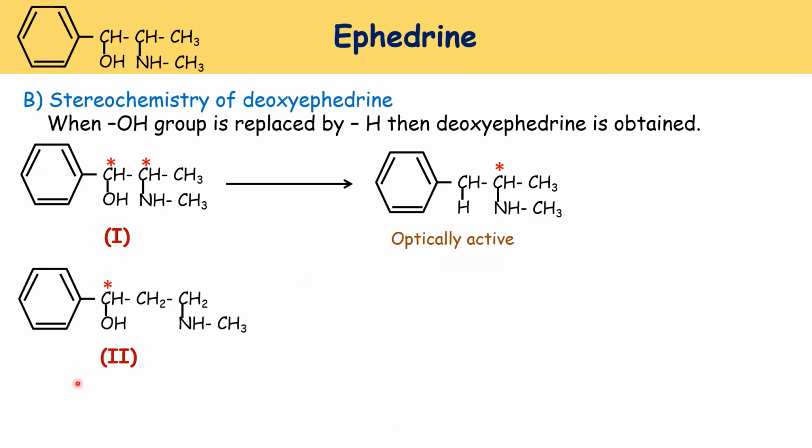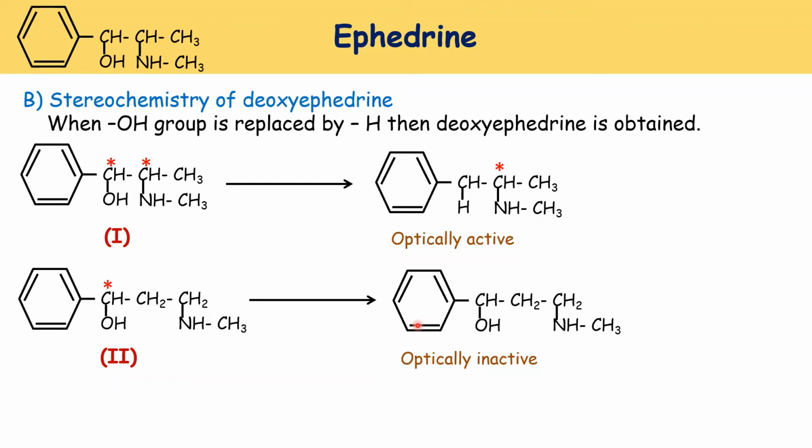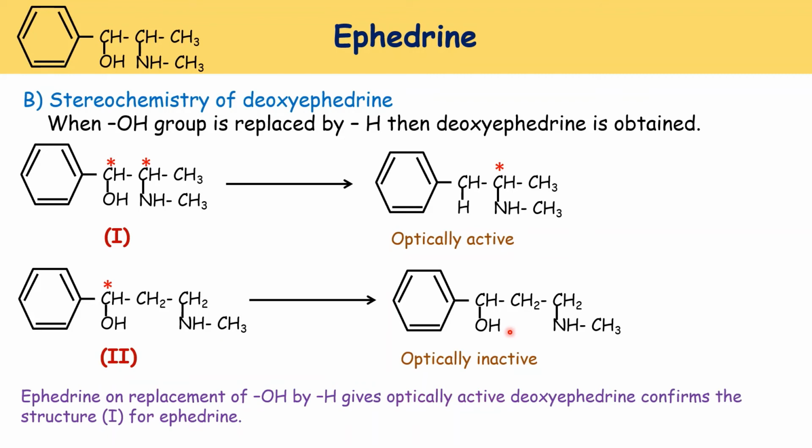In the case of structure 2, there is one chiral carbon atom, and on replacement of the hydroxy group by hydrogen, deoxyephedrine is obtained, which is optically inactive, as that structure does not contain a chiral carbon atom. And actually, ephedrine on replacement of OH by hydrogen gives optically active deoxyephedrine as the product, and that confirms structure 1 is the structure for ephedrine.